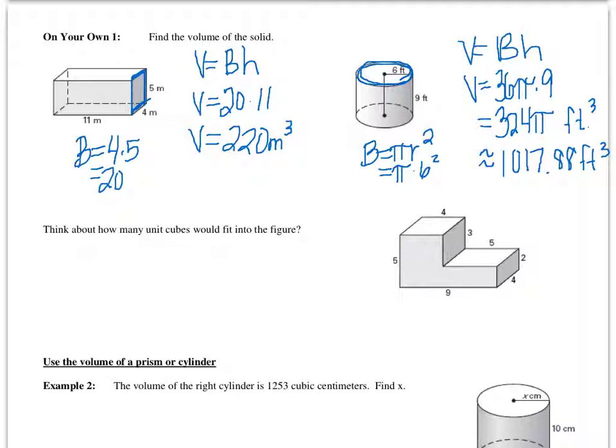This next one says, think about how many unit cubes would fit into the figure. So really, that's what volume is. Volume is how many cubes of a specific size fit into a shape. So I'm actually going to split this up into two. If you can imagine splitting this up into two here, we really have two cubes here. So we've got one in the front and one in the back.